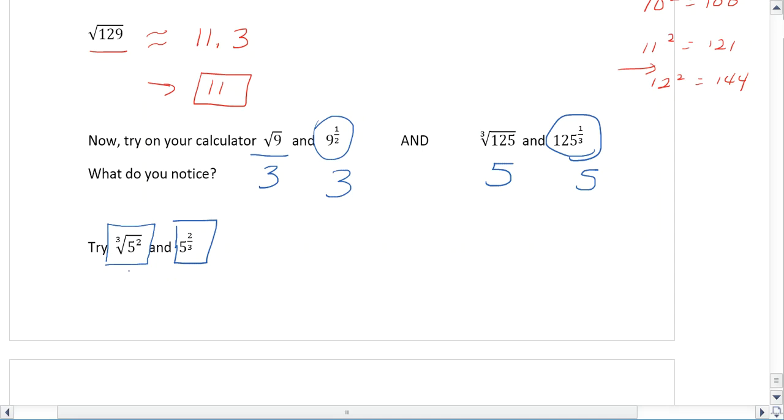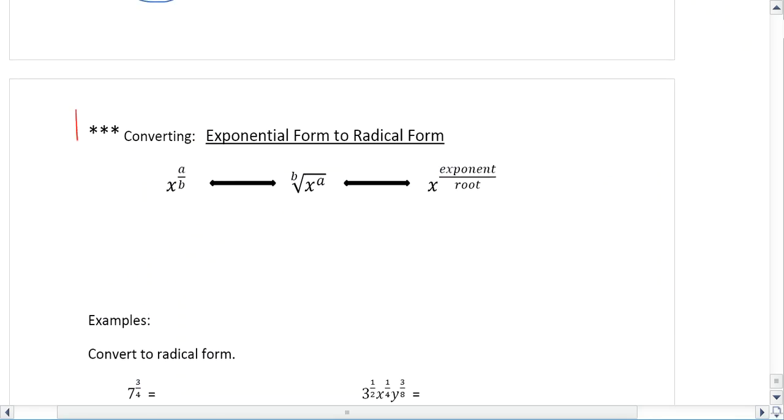So let's write this. This is what we call converting from radical form to exponential form. And we need to be able to go both ways with this conversion. Okay, you can tell this is very important because of all the stars here. When you have x to the a over b in a rational exponent here, this top number, this a, is the exponent on the x, and this bottom number on the fraction becomes the root. And so I just wrote that as x to the exponent over the root when it's in exponential form.